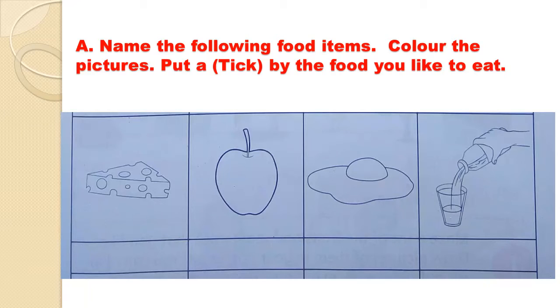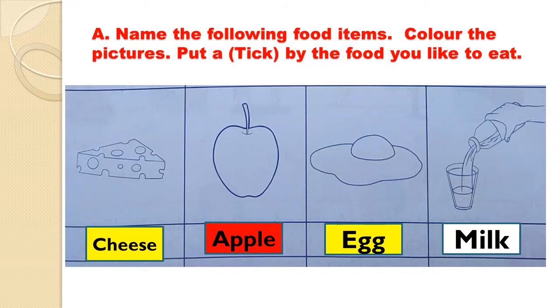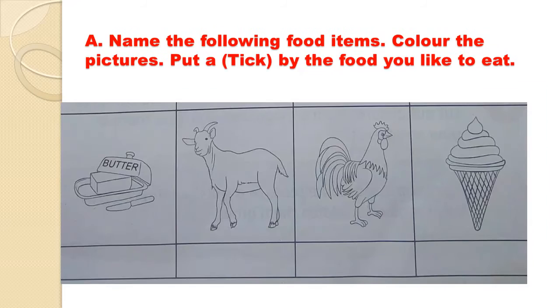Now move on to the next slide. Here you have given the names of these items. Okay. The next one is butter. Yes. And the color of butter is? What's the color of butter? Yes, the color of butter is yellow.